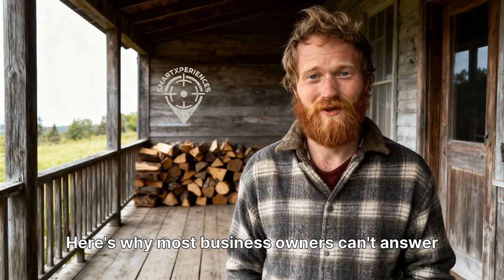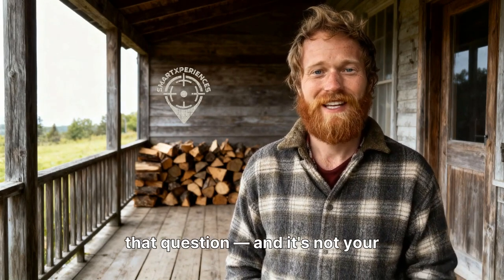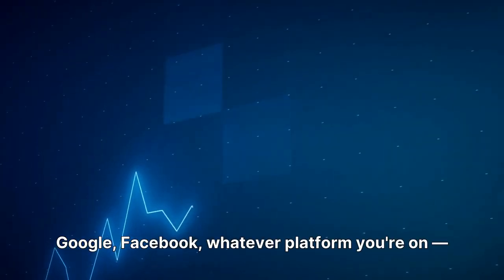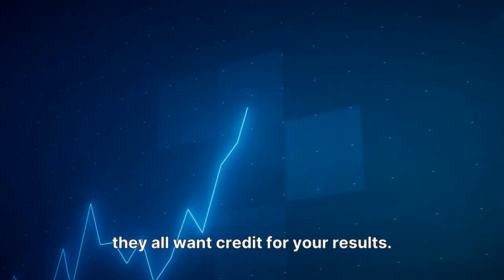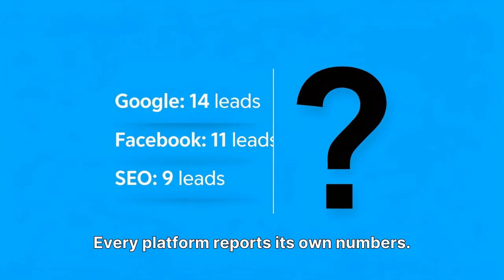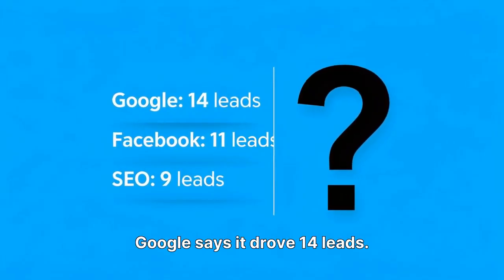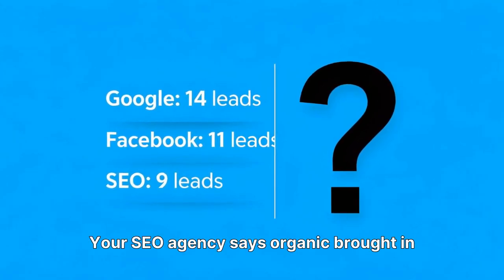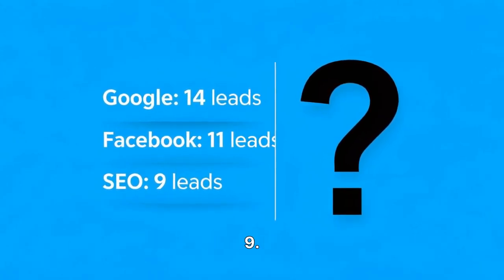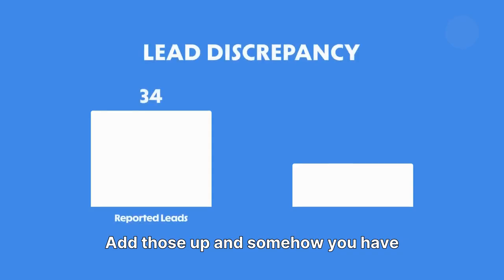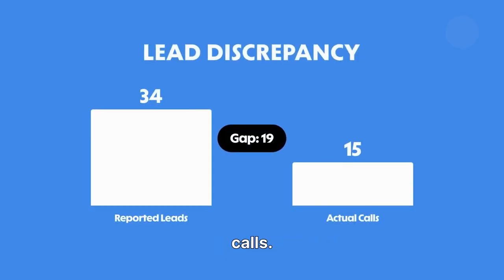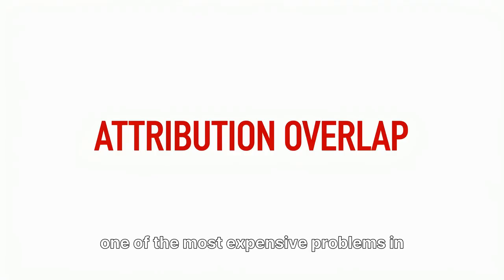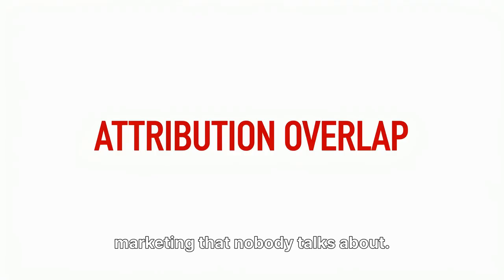Here's why most business owners can't answer that question, and it's not your fault. The tools that run your ads, Google, Facebook, whatever platform you're on, they all want credit for your results. Every platform reports its own numbers. Google says it drove 14 leads. Facebook says it drove 11. Your SEO agency says organic brought in 9. Add those up, and somehow you have more leads than you actually got phone calls. That's called attribution overlap, and it's one of the most expensive problems in marketing that nobody talks about.